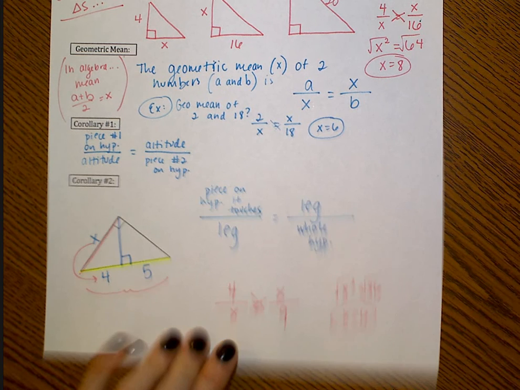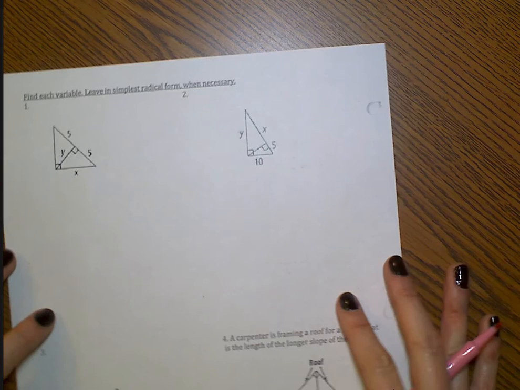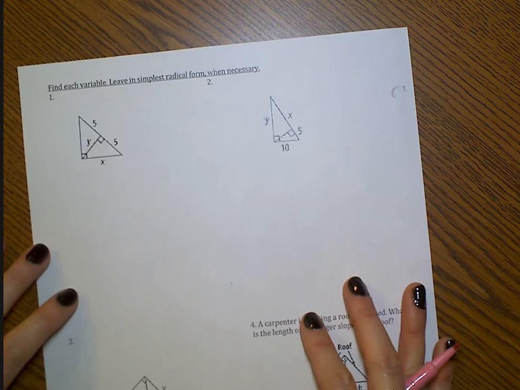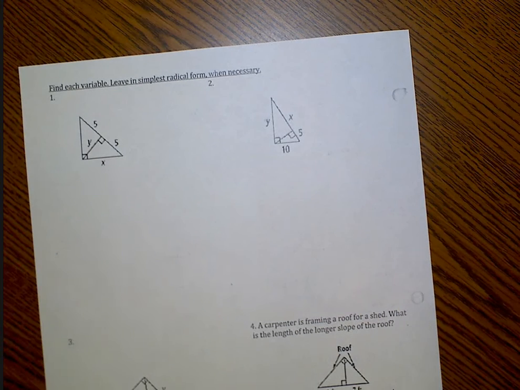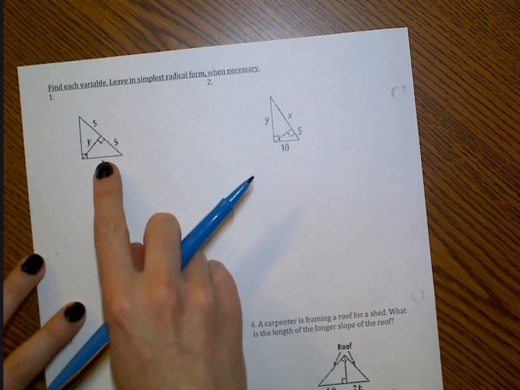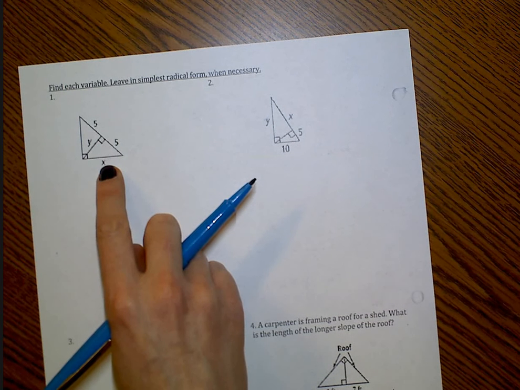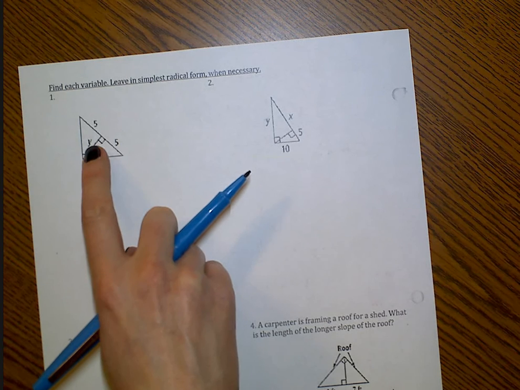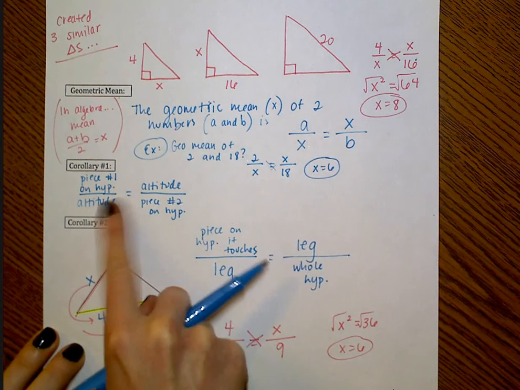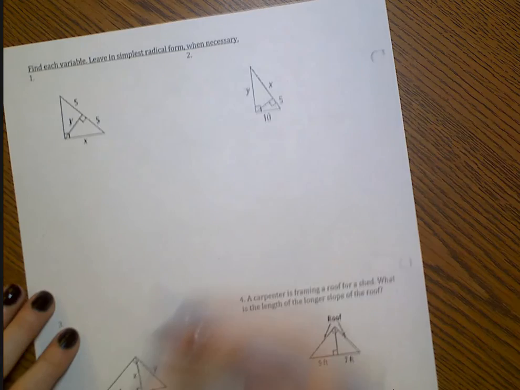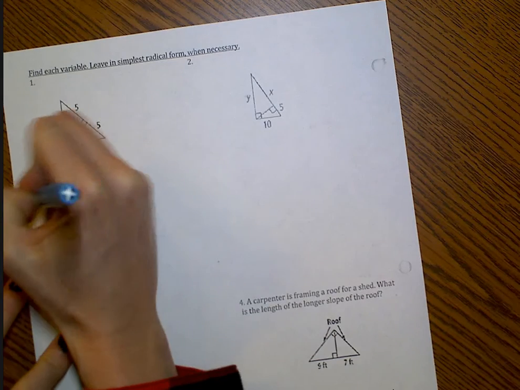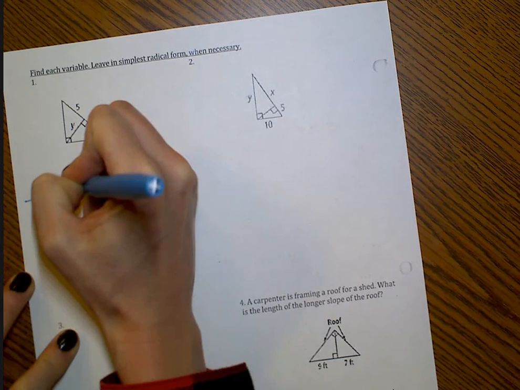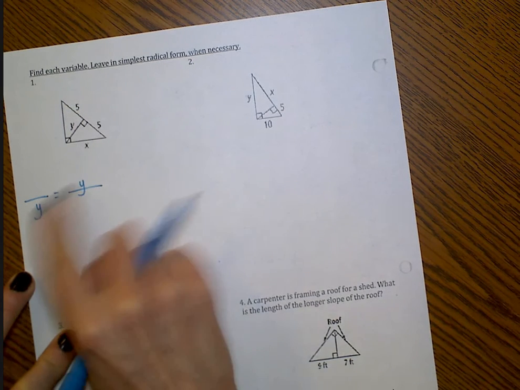Okay. Flip it over. And we're going to show you a few examples of how to use this when they ask you for more than one piece. So you're going to have to get used to these shortcuts and what they're saying. To find y, that's the altitude, so I need to use the first corollary with the altitude. The altitude is the geometric mean, so I put y here and here.